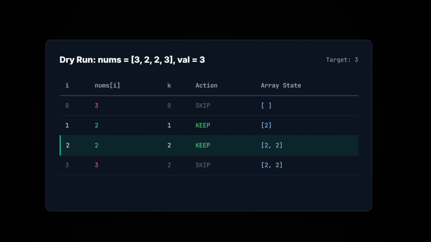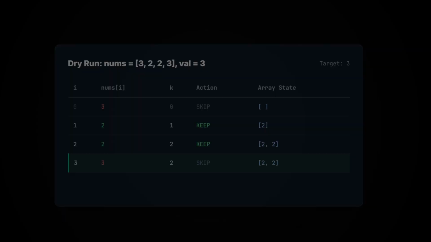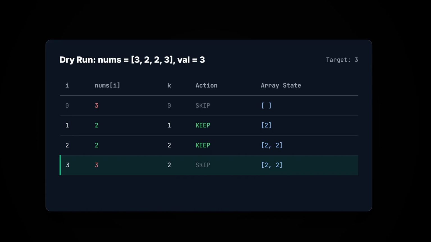Index 2. Value is 2. Not target. Copy to k equals 1. Increment k to 2. Index 3. Value is 3. Target. Skip it. k stays 2. Loop ends. Return k equals 2. Only non-target values survive. Bonus advanced method.